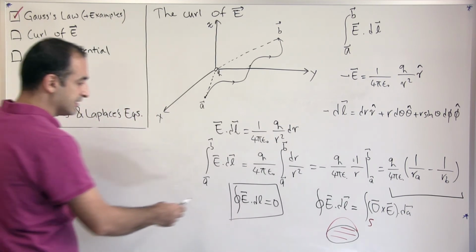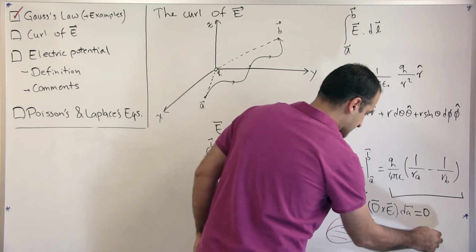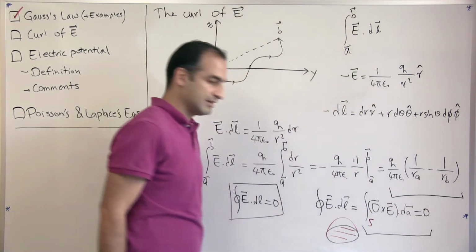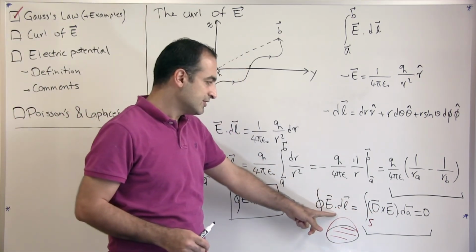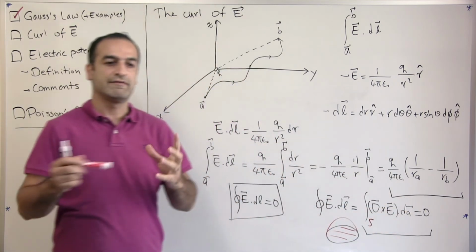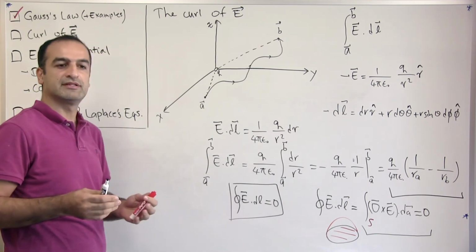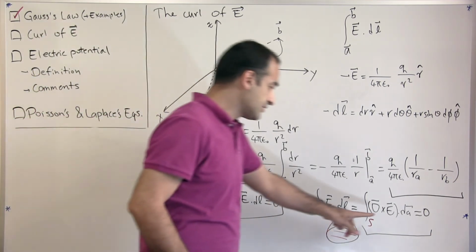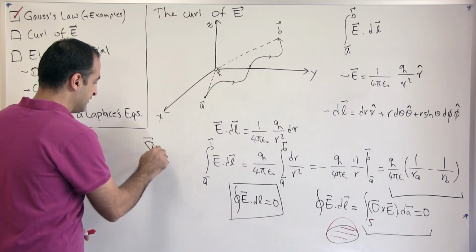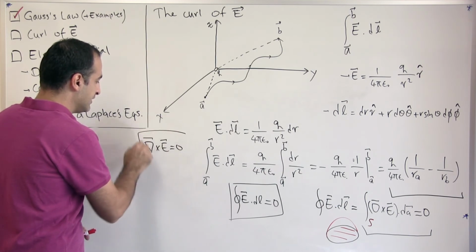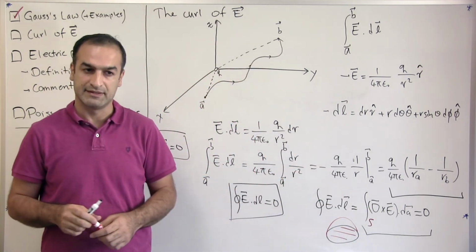Okay, so in this case, E dot dl is 0. That means the curl dot dA should be 0 as well. So the curl of E over any surface is 0. If this surface is an arbitrary surface that we can choose, and it's correct all the time, that means the curl of E must be 0. So the curl of E at any point must be 0 in order to satisfy this integral all the time on any random surface.